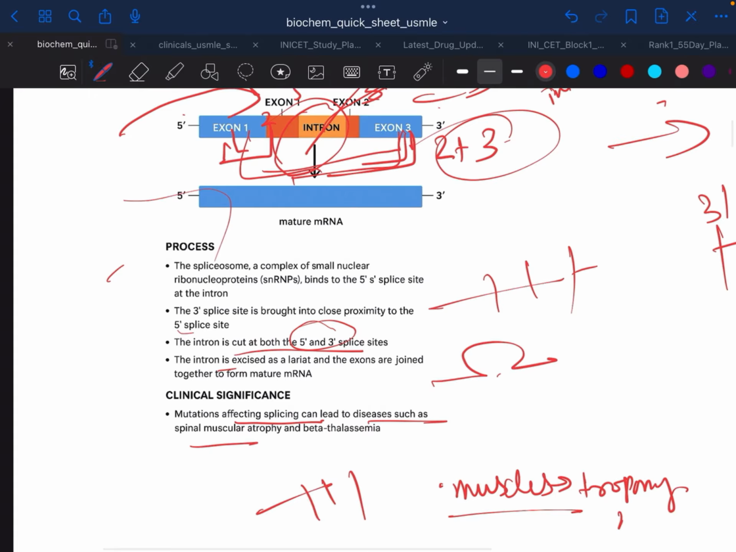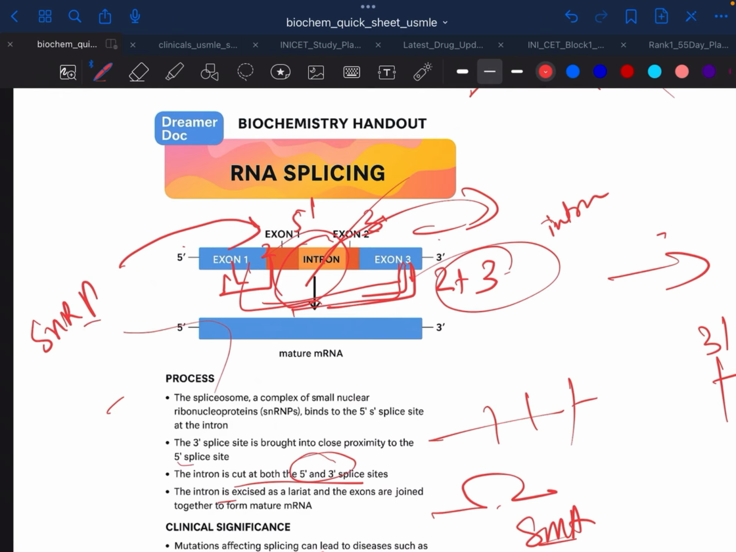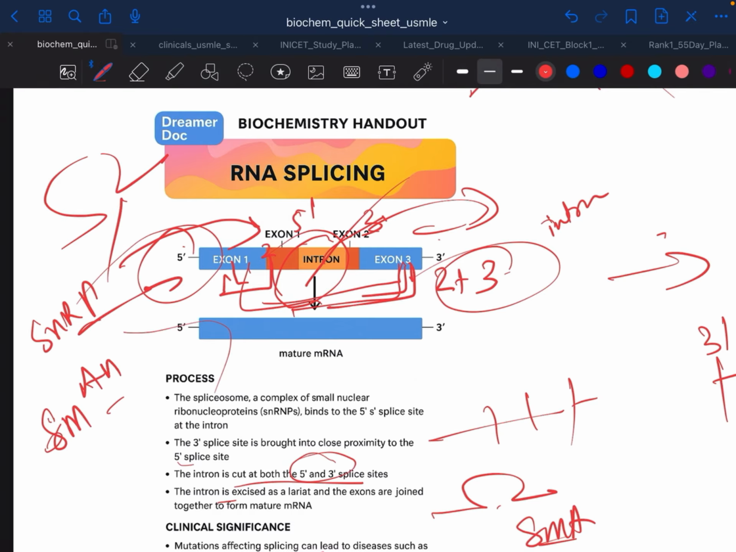And mutation of splicing can lead to diseases like spinal muscular atrophy. What is it? The SNRP protein is defective. It is not able to join and form a lariat. So this leads to anterior horn cell defect, and this leads to floppy baby syndrome. Symmetrical weakness occurs in SMA.